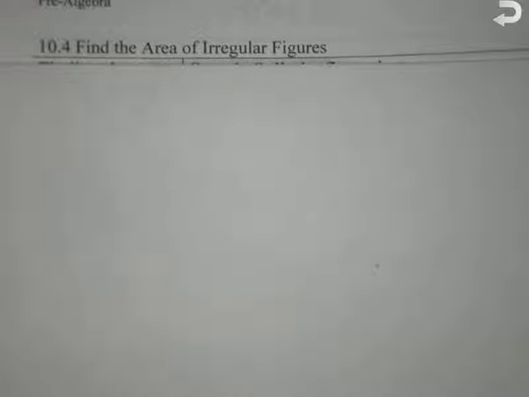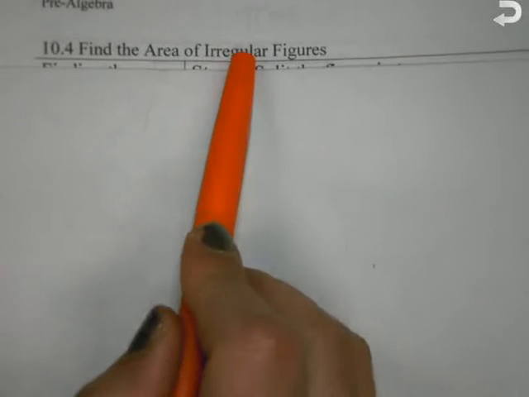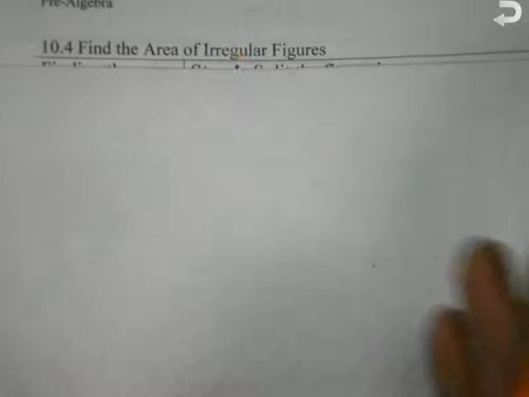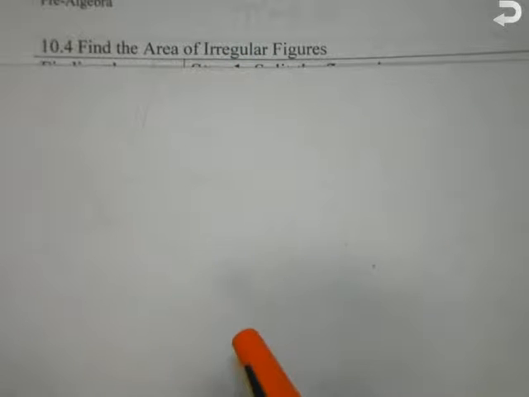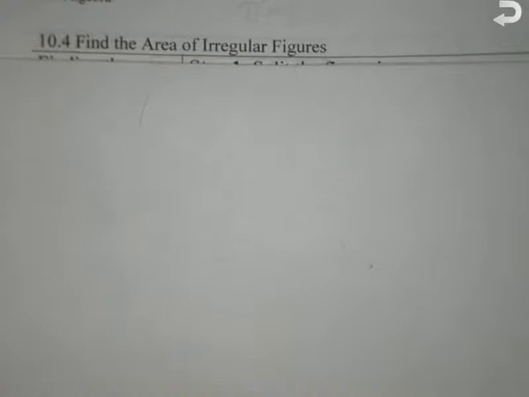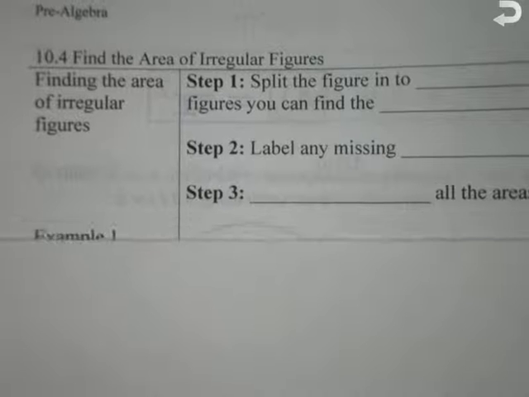Today we're going back to area, which means my units have an exponent of what? 2. Good. But we're finding the area of what we call irregular figures. And not irregular as in weird, but I guess you could consider it that. So we're going to find the area of weird figures, which means that they don't look exactly like anything we found the area of before. So we have some steps here.